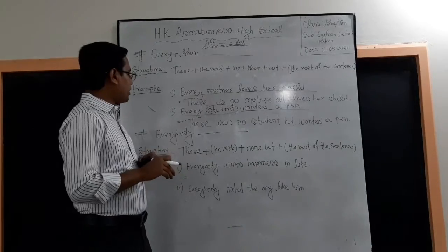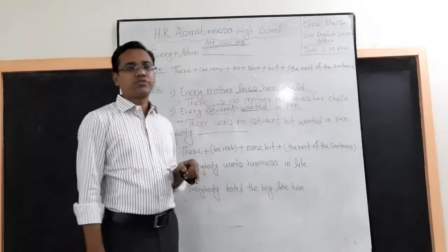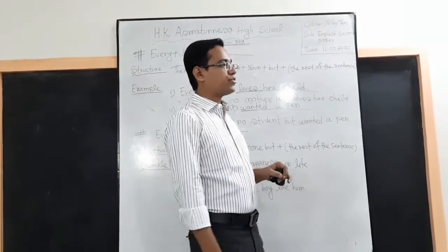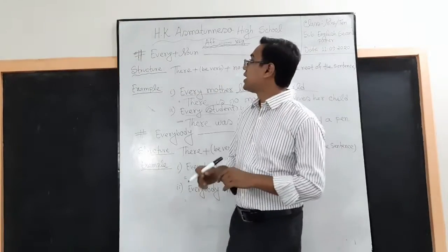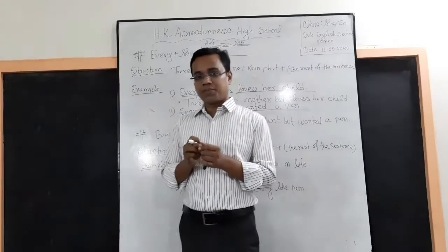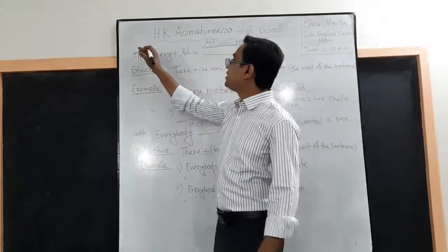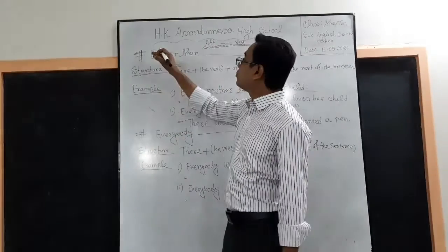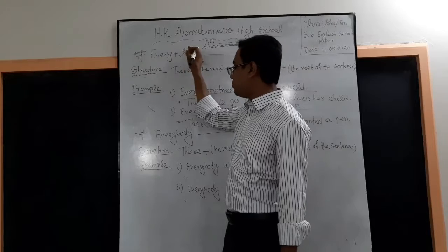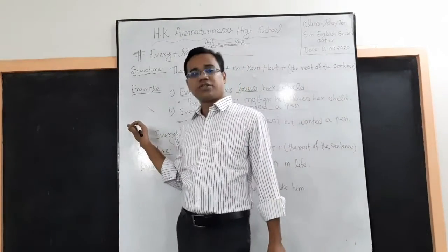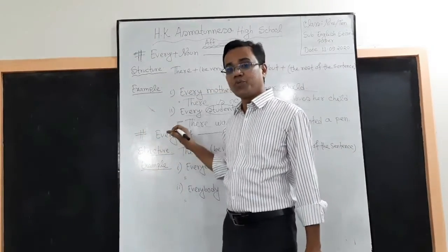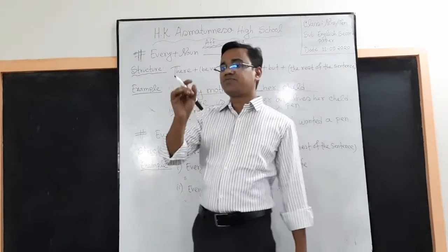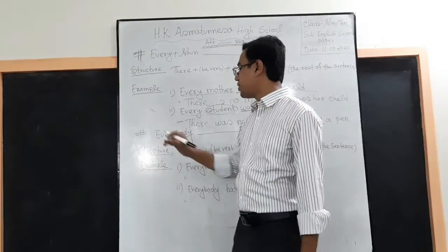So now we are moving to the next rule. The next rule starts with everybody. But some students feel some kinds of confusion about every plus noun and every plus everybody. Actually, this rule is somewhat different from this rule, because this rule starts with every plus noun, but this rule starts with only everybody. So this will be somewhat a different structure that I have written on the whiteboard.